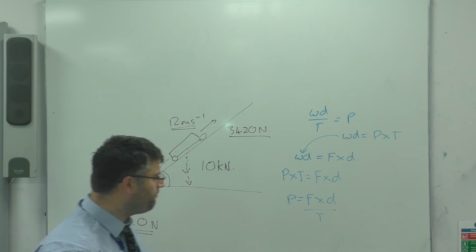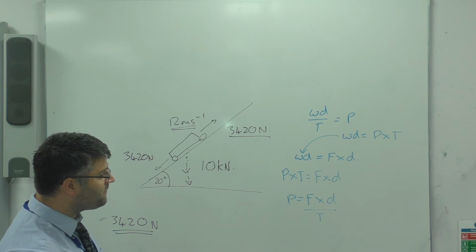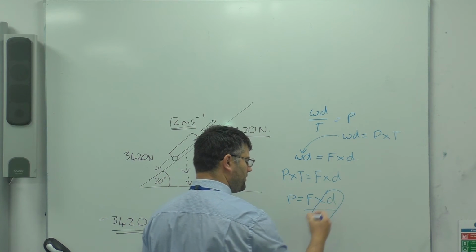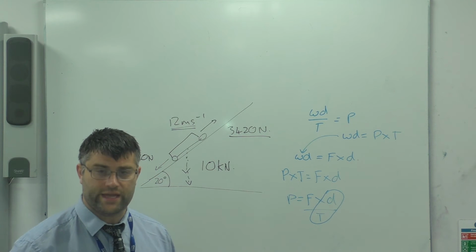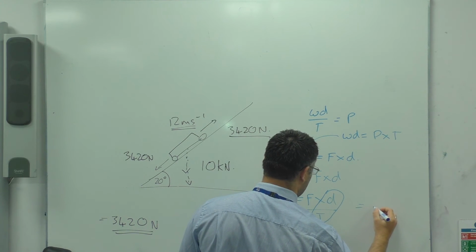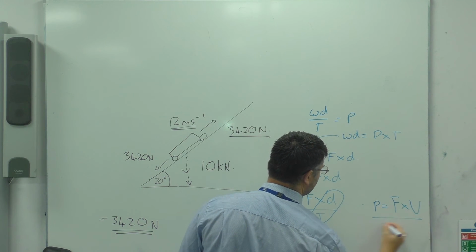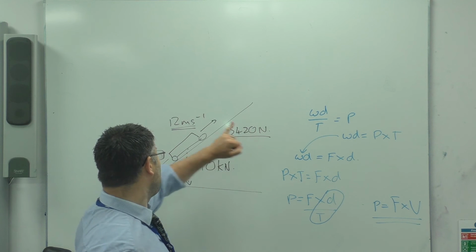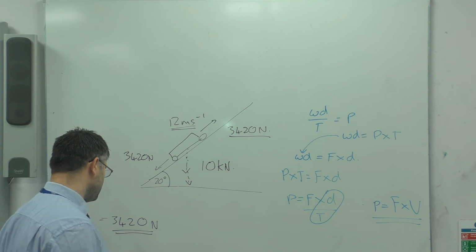And that's a nice equation. But there's a few issues here. We're not given D or T. But if we look very carefully here, what you might see is that D divided by T is distance over time. Distance over time is velocity. So we can change this to read power is equal to F times V. And that equation is the one I'm going to use here because I've been given the force, I've got the velocity, all I need to do now is work out the power developed in this instance.